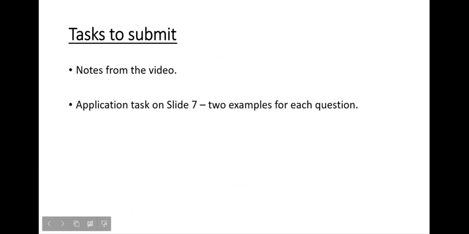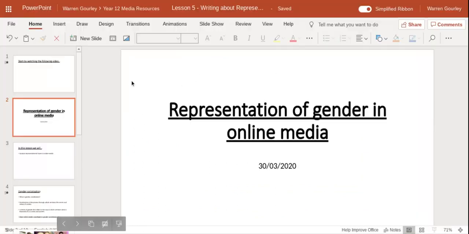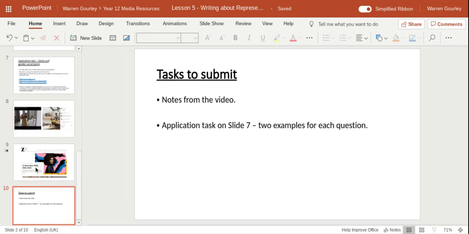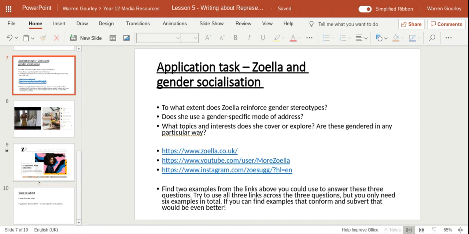So on to the task which I want you to do. Firstly, I would like you to make sure that you've written up the notes from this video and from the PowerPoint slides and submit those to SharePoint. I'll send out the folder with the email. And I also want you to do the application task, which was on slide 7, which is the one I showed you just a moment ago. I'll just go back to it here so you can see. So I would like you to complete this task as well.